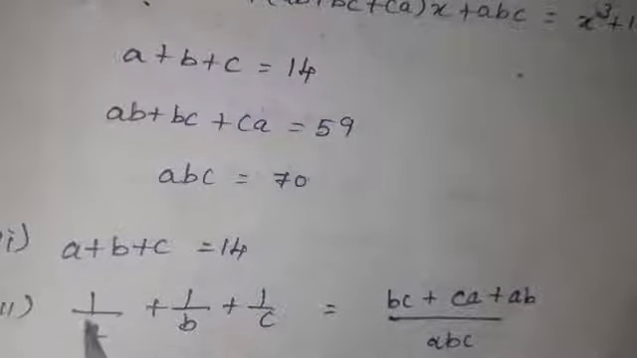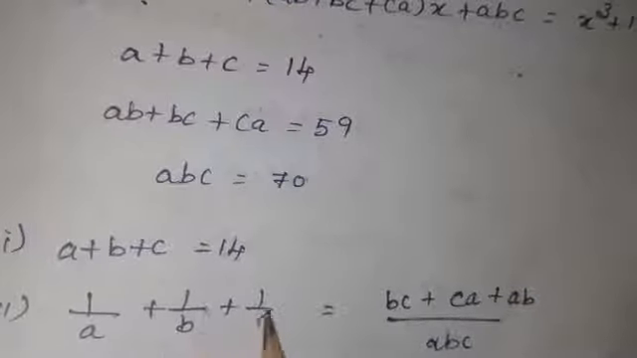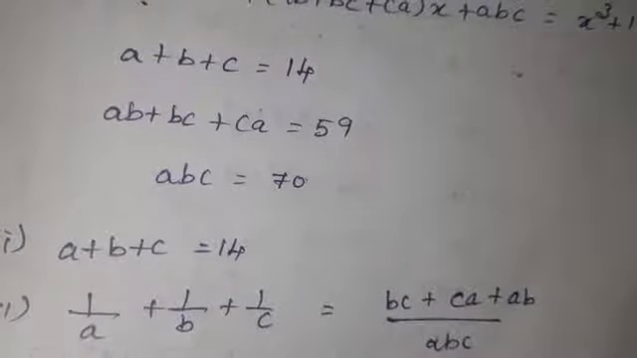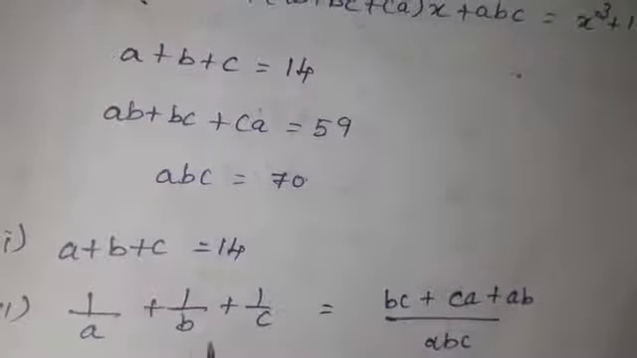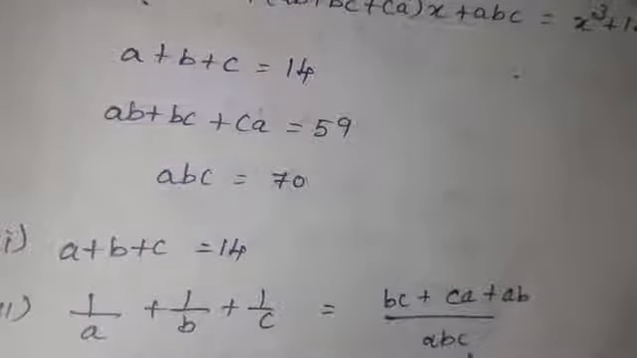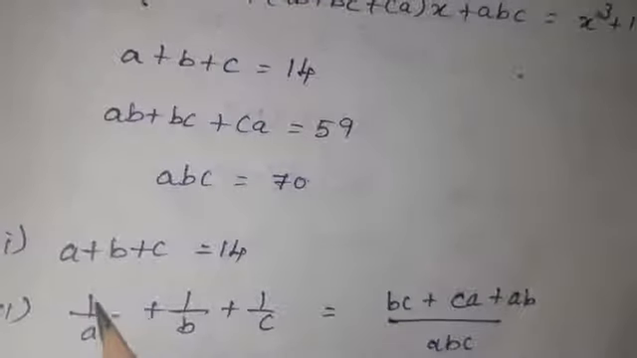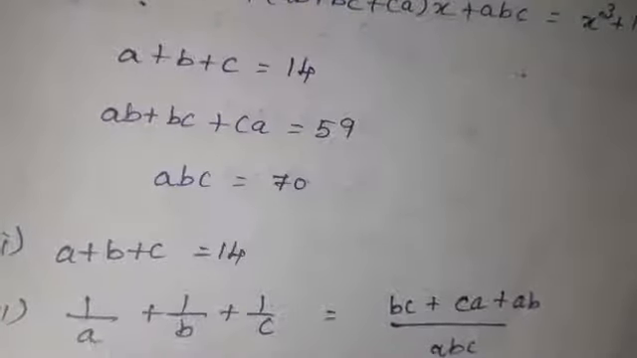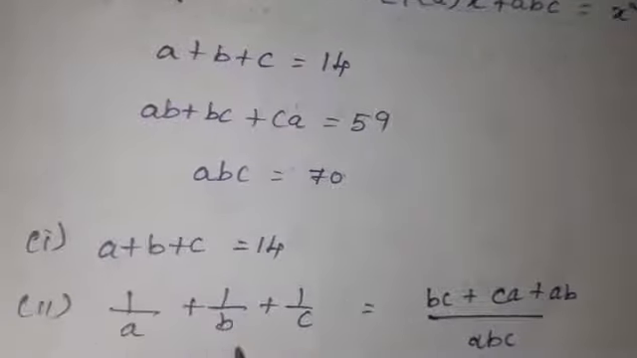Second question is what? 1 by a + 1 by b + 1 by c. Here, see the denominators. You should take the LCM for this. When you take the LCM for a, b, c, you get abc. Here, see the numerator: in the numerator you have 1, in the denominator is a. LCM is abc, so the missing part is bc.